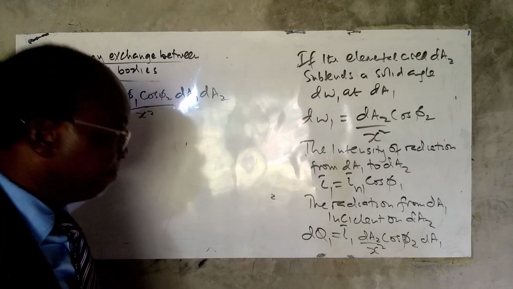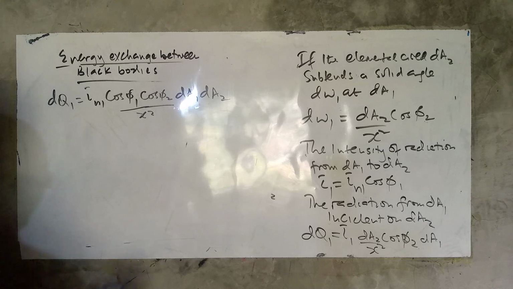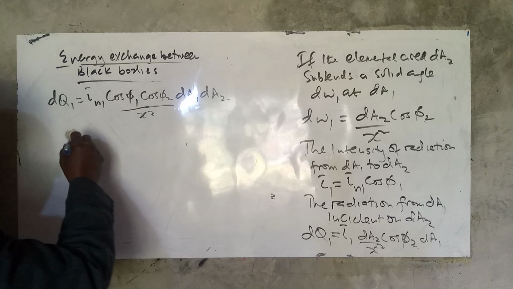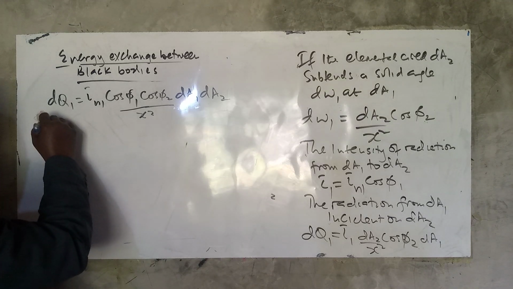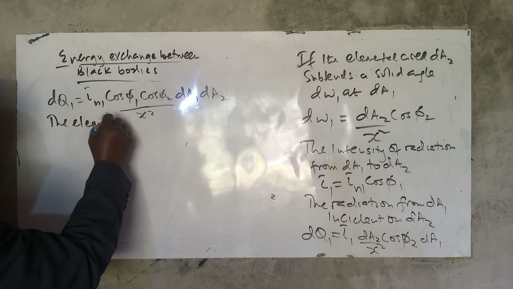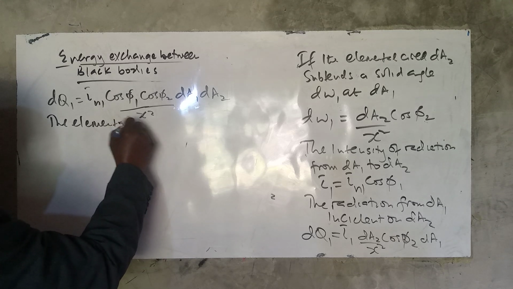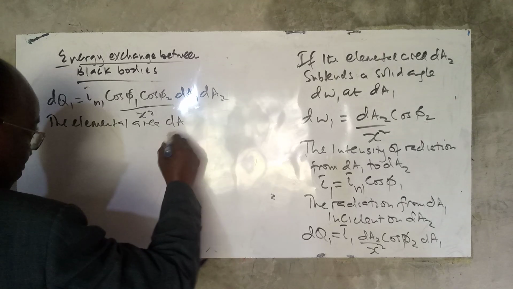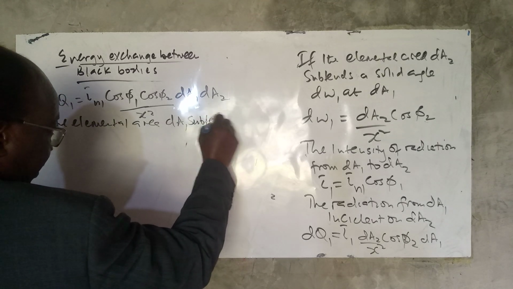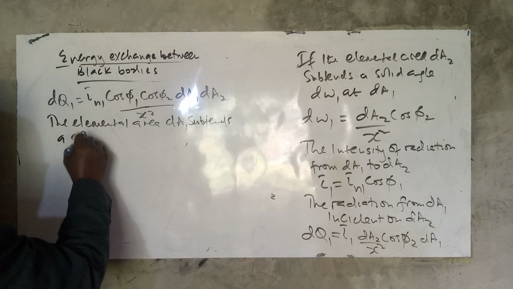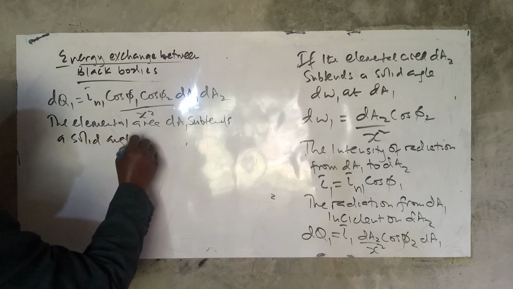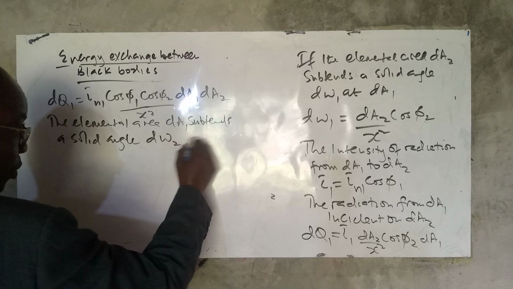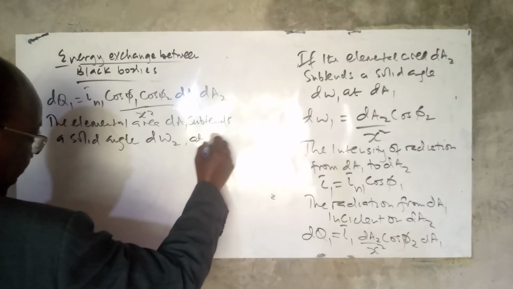Now, in the same way, the element dA1 subtends a solid angle also at dA2. The elemental area dA1 subtends a solid angle d omega 2 at dA2.